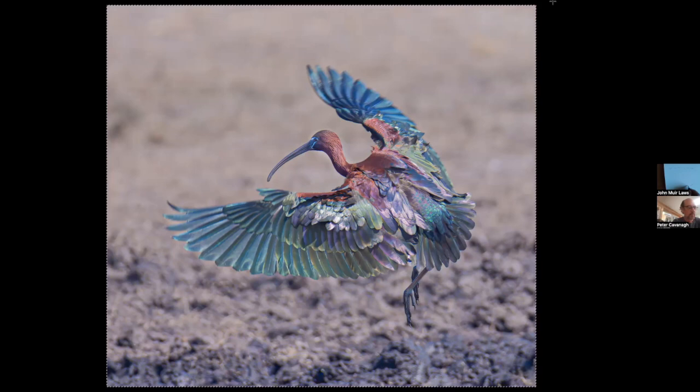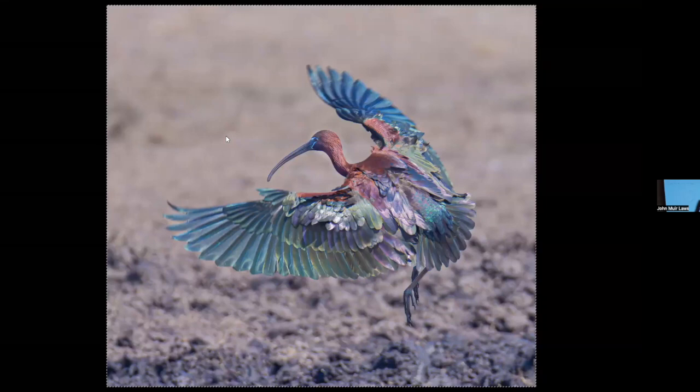There's this arc of these wings. There's an upper wing that, oopsie, I have lost Peter's feed on my end. There it is.